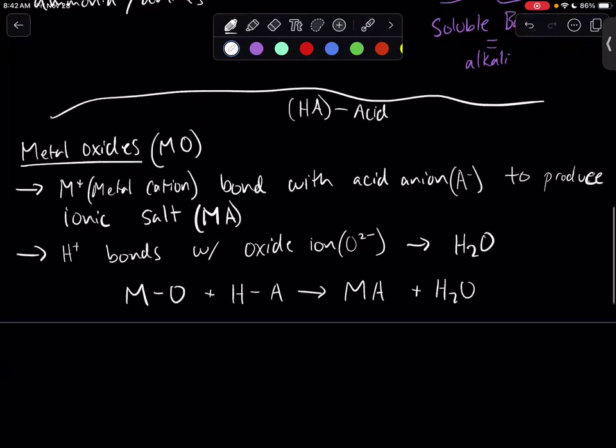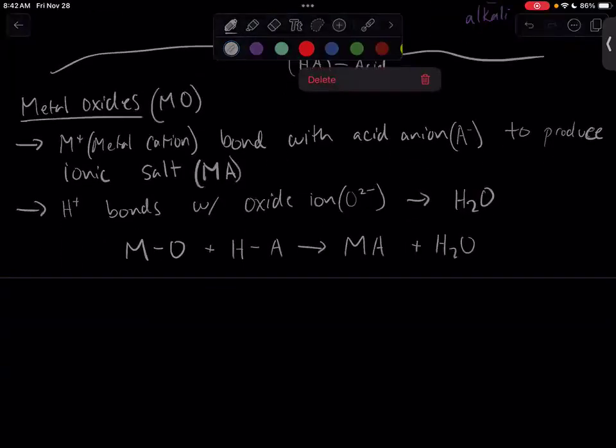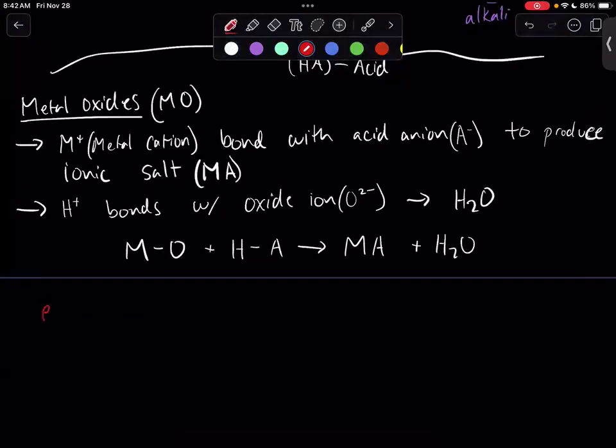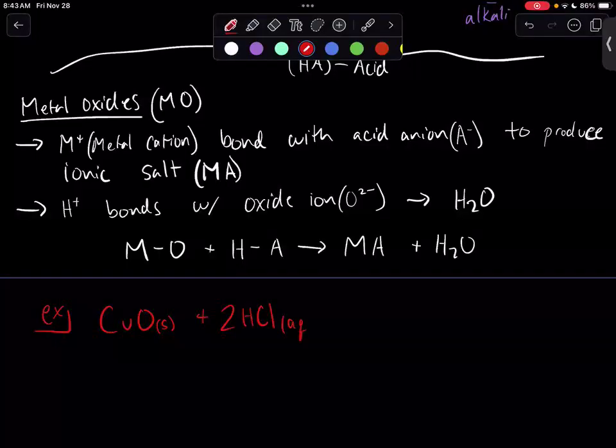We can see a real example, and I'll try and do all these real examples in a consistent color. So if we look at the reaction of copper oxide, CuO, which would be a solid base, plus 2HCl already in solution, so we're going to assume aqueous. Those will react to form CuCl2, which will now be aqueous, plus H2O liquid. And so that's an example of our metal oxide reaction.